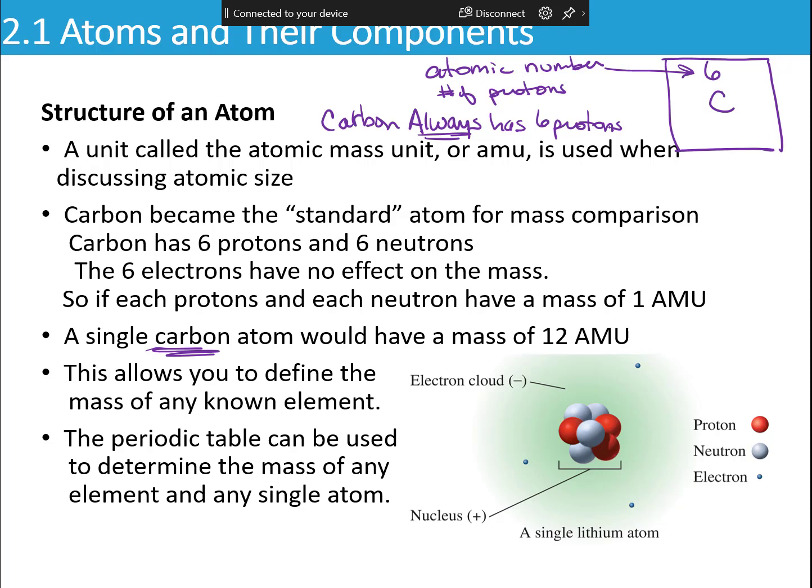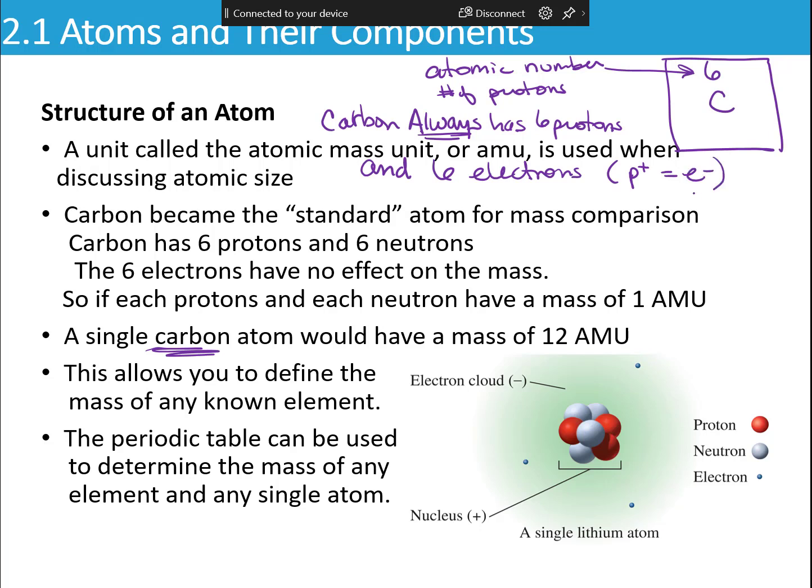So remember, protons are positively charged. So in order to be neutral, the number of protons has to equal the number of electrons. Well, neutrons are neutral. Protons are positively charged. Electrons are negatively charged. So if carbon has 6 protons, it has to have 6 electrons. Okay? So put in your notes, the positive protons have to equal the negative electrons.